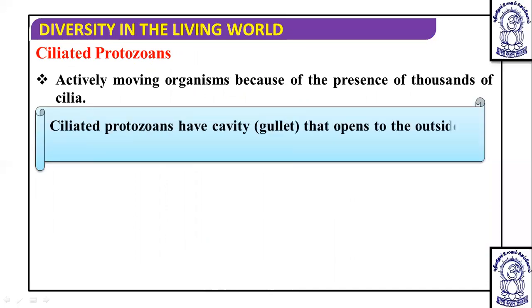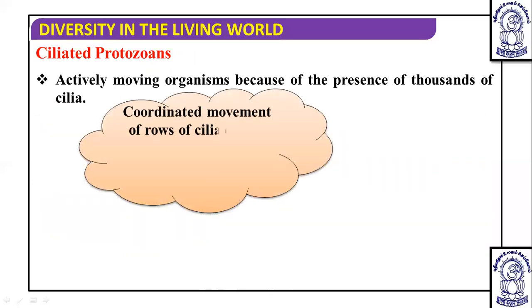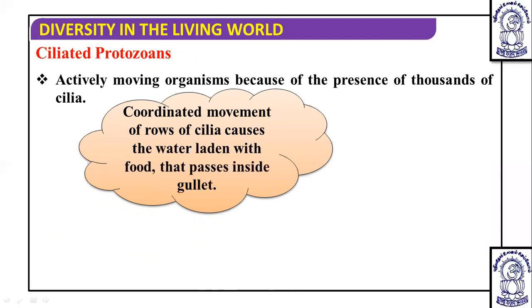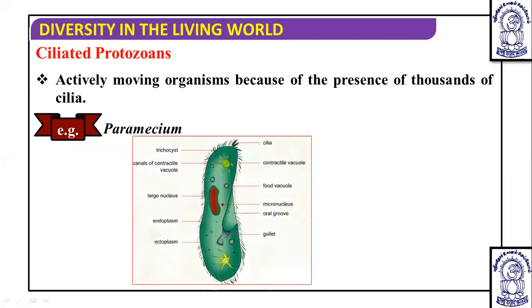If we talk about the structure of ciliated protozoans, they have a cavity, the gullet, that opens to the outside of the cell surface. And in ciliated protozoans, we will talk about the structure of particularly paramecium. Coordinated movement of rows of cilia causes the water laden with food to pass inside the gullet. This gullet has rows of thousands of cilia, and they show coordinated movement. Because of this, water passes inside the gullet. An example of a ciliated protozoan is paramecium, and this is the structure of paramecium.